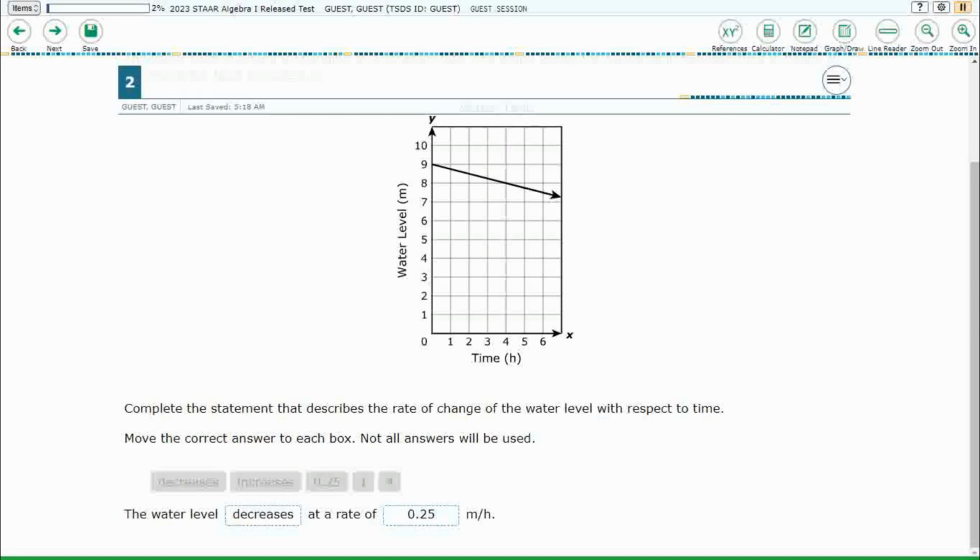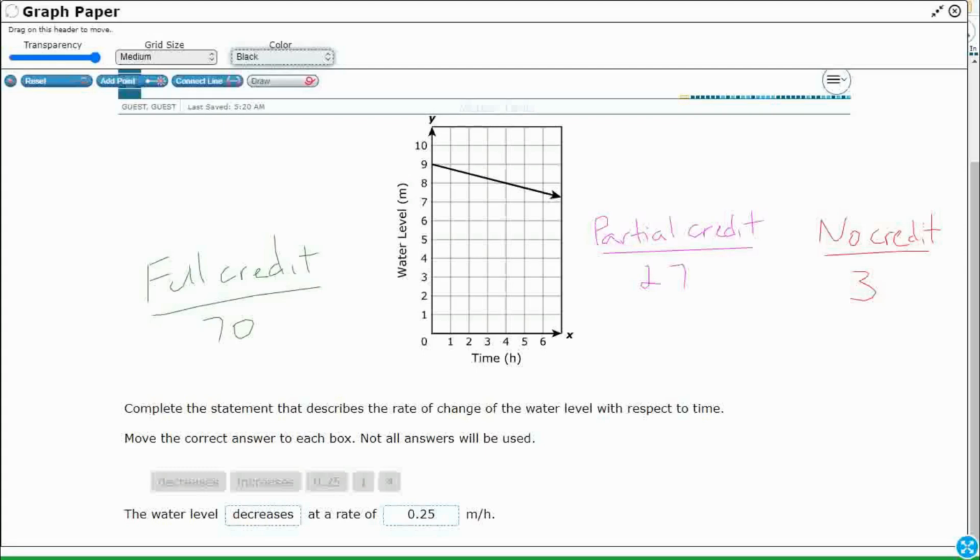Now let's see how we did in the state of Texas. So this problem also was fairly easy. This was tied for the 7th easiest. And as you can see, we had 70% of the students receive full credit. That's, remember, 2 points. They both got decreases and the 0.25. Another 27% got partial credit, so that's going to be 1 point. My guess is that most of the students were able to easily grab these decreases, and no credit means they didn't get either the decreases or the 0.25.